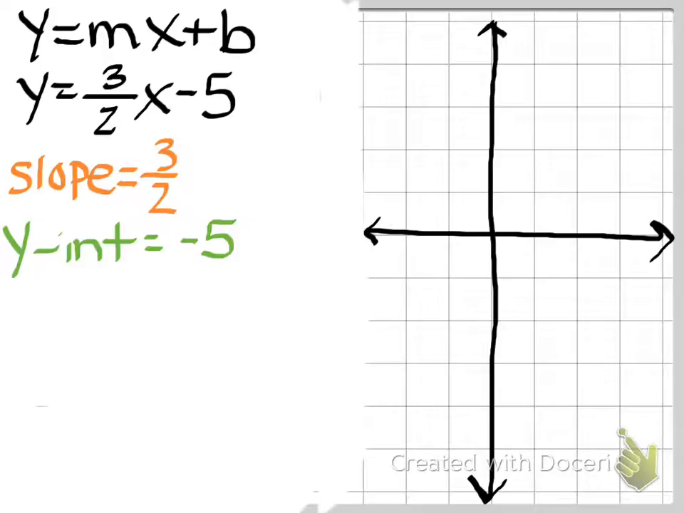Think about what the first thing is we're going to graph. And it's our y-intercept. So 1, negative 2, negative 3, negative 4, negative 5. Here's where my y-intercept will lie. And now I use my slope to get my next point. So my slope tells me to rise 3 up and run 2 to the right. So I'm going to rise 1, 2, 3, run 1, 2. Here's where my point is. Take my ruler, do a nice straight line.